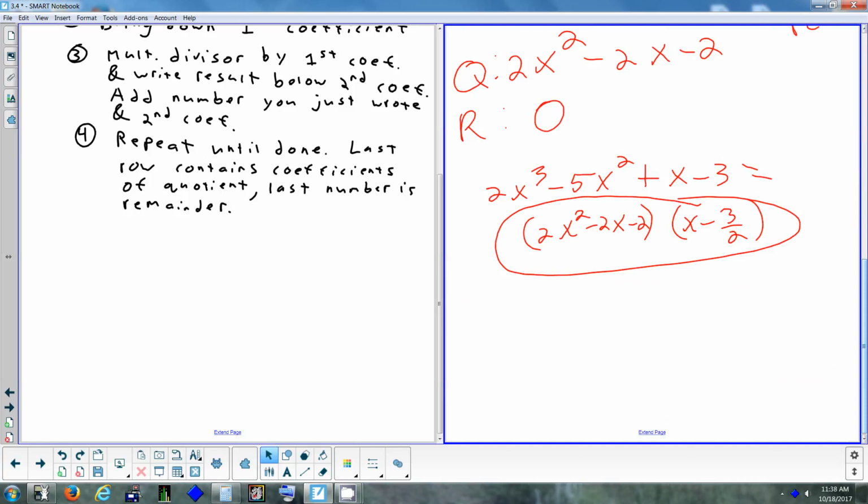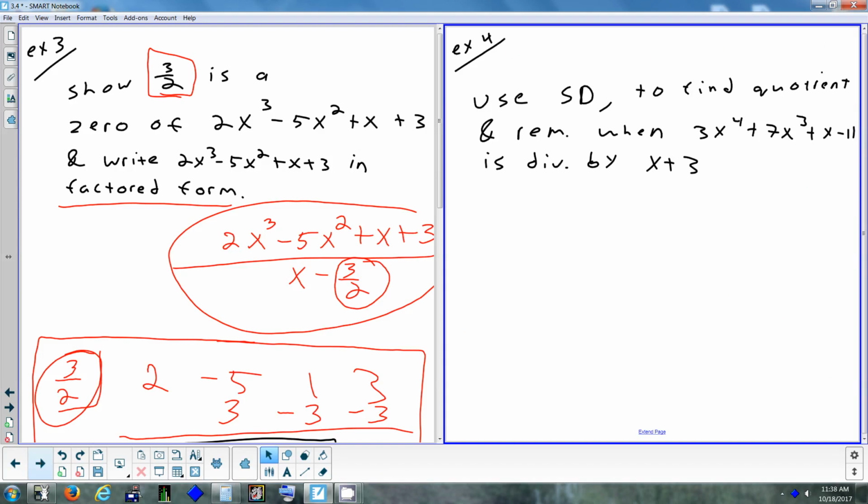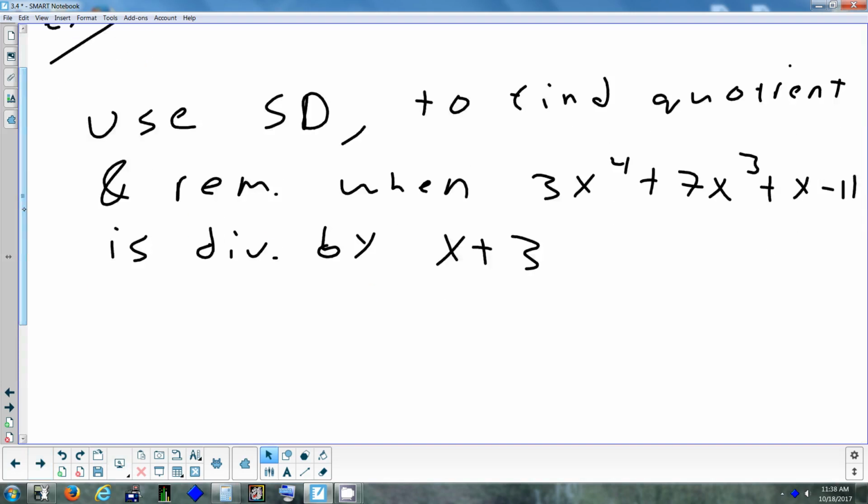So in order for this method to work, I always have to give you at least one place that it crosses the x-axis. That's a nice number. The first problem I gave you, you wouldn't be able to factor it out. Any questions on that one? Why don't you guys take a second and try that one on your own. Use synthetic division to find the quotient and the remainder when you do that out.